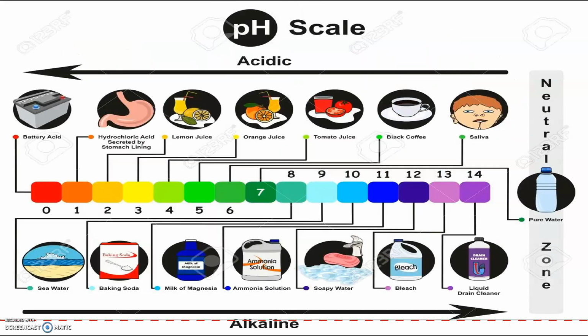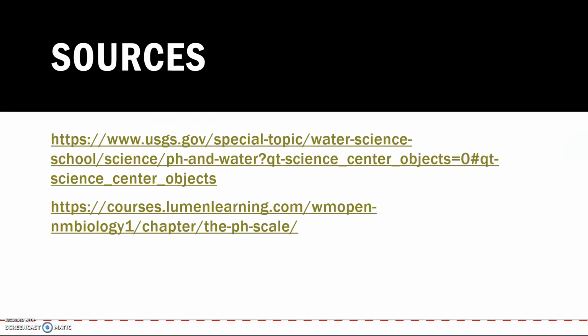And this is another example. Battery acid has a pH of 0. A pH of 6 is saliva.